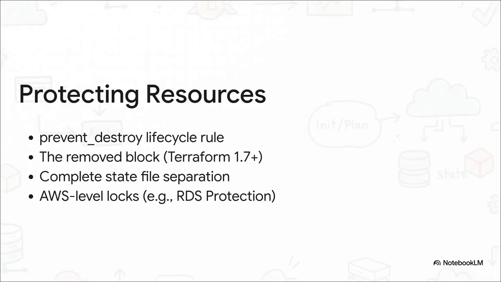And to shield your most critical databases from an accidental destroy command, engineers weave in invisible safety nets. A simple prevent-destroy lifecycle rule or a physical AWS-level deletion lock acts as a final unbreakable barrier. It ensures your most precious data remains completely untouched, no matter what.